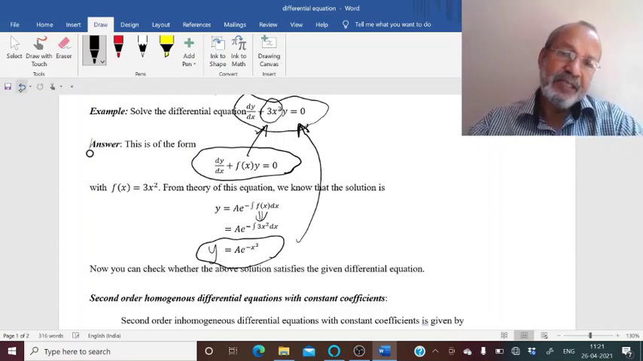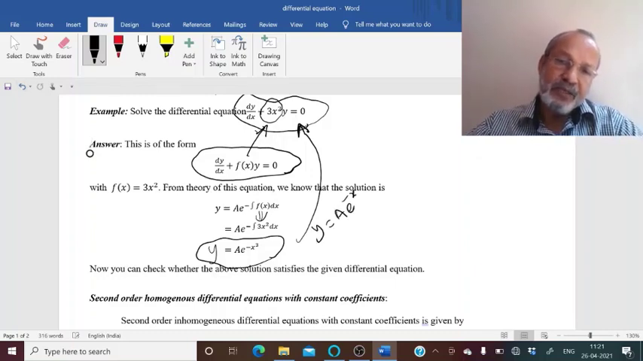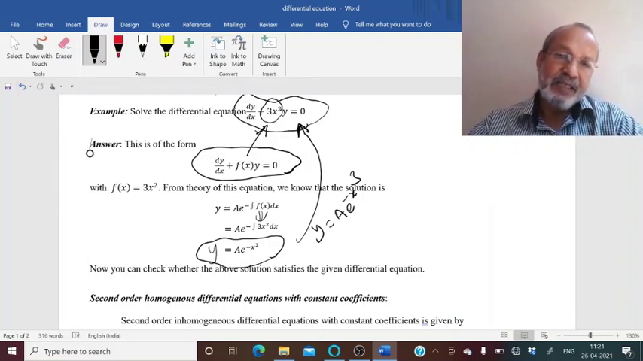This is the solution of the differential equation dy by dx plus 3x square y is equal to 0. You can verify this by substituting y is equal to a e raised to minus x cube in this equation, and then you will see that LHS is equal to RHS.